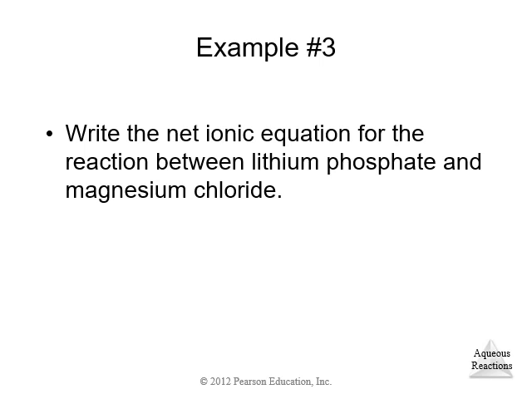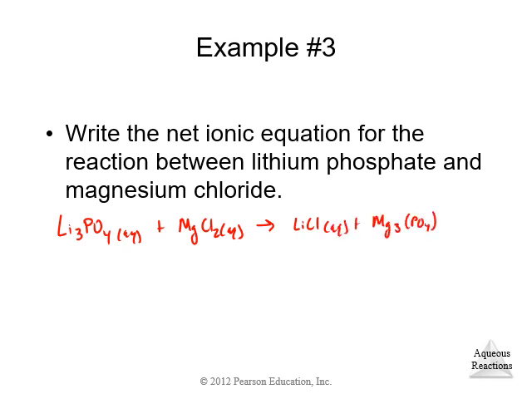Okay, so this will be our final example for this evening. We're going to write the net ionic equation for the reaction between lithium phosphate and magnesium chloride. So for this reaction, we have lithium phosphate, Li3PO4, that will be aqueous, and magnesium chloride, MgCl2, also aqueous. The products that will form, we'll have lithium chloride and magnesium phosphate, Mg3(PO4)2, and that will be our solid. Now, again, you would know this by using your solubility rules.